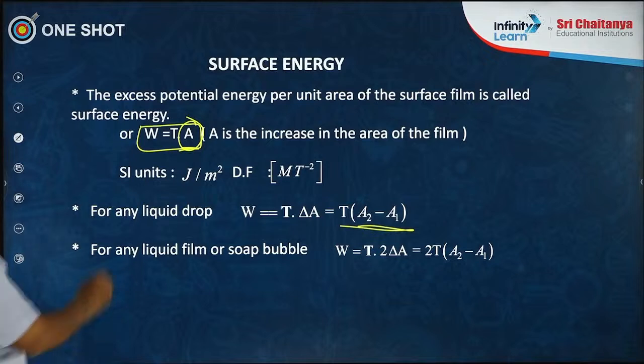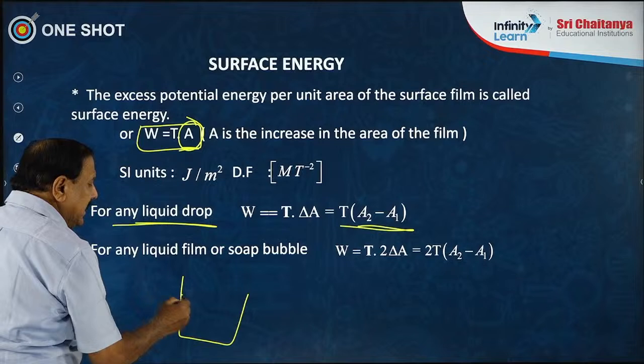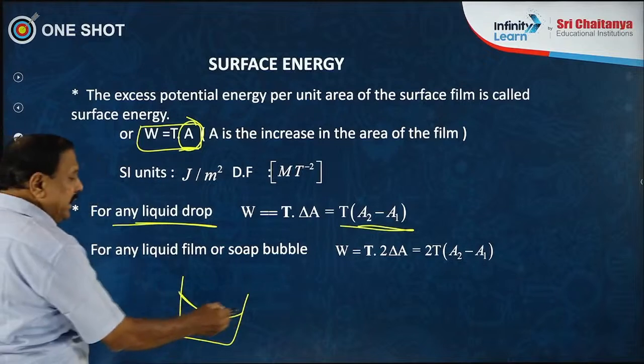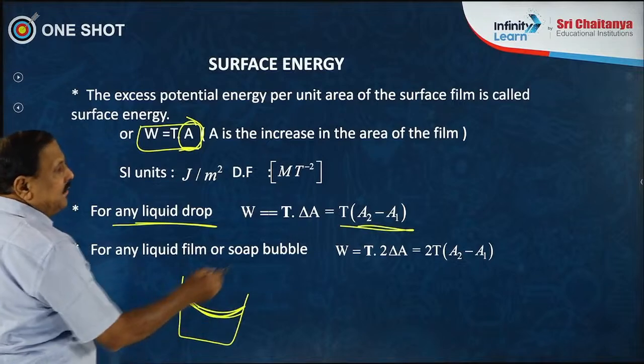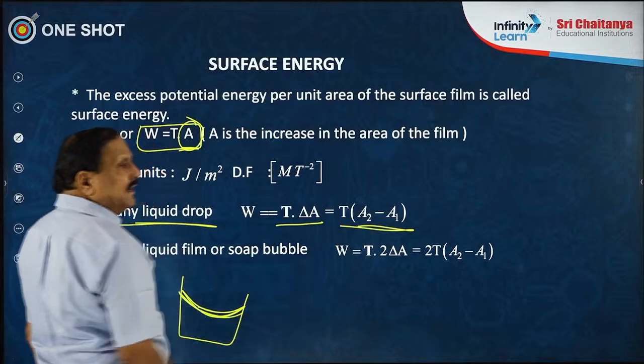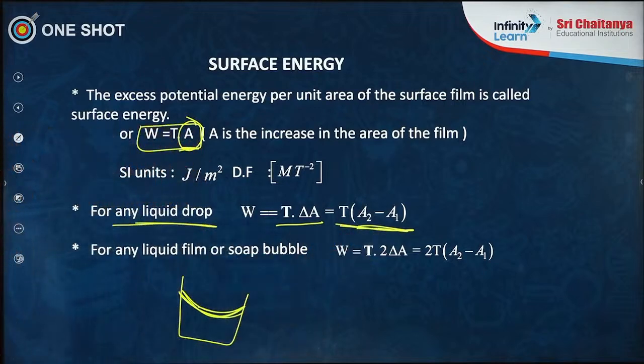Suppose in the case of any liquid drop, for example, there is a beaker containing a liquid. There, in that case, there is only one surface. Therefore, W equals T A can be written, if the area of the surface of the liquid changes from A1 to A2, with that difference, W equals T (A2 minus A1).